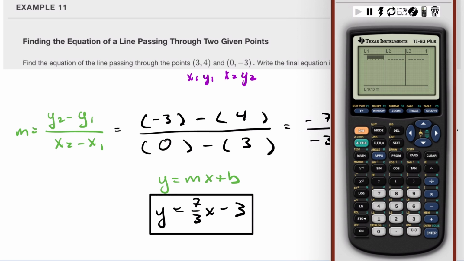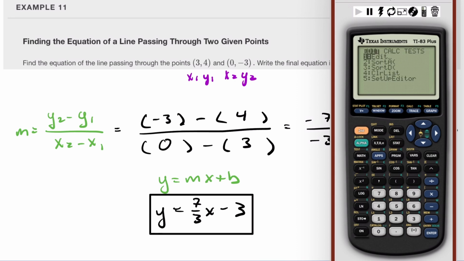So we have two ordered pairs, our x versus our y. We got 3 and 0 for our x's. The corresponding y is what? 4 and -3. Okay. I'm going to go back to stat.